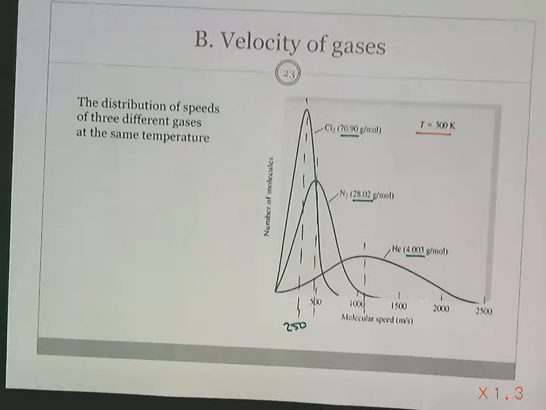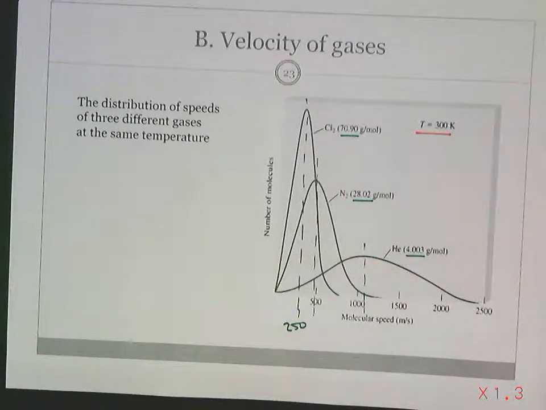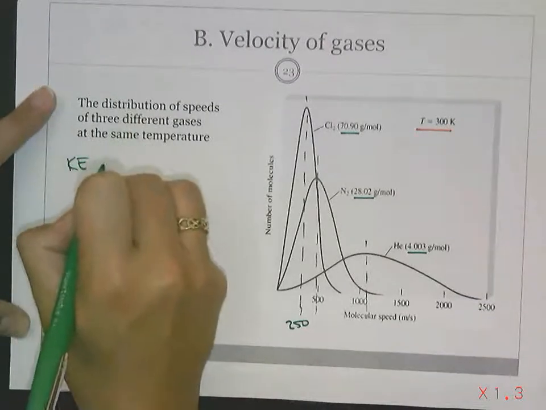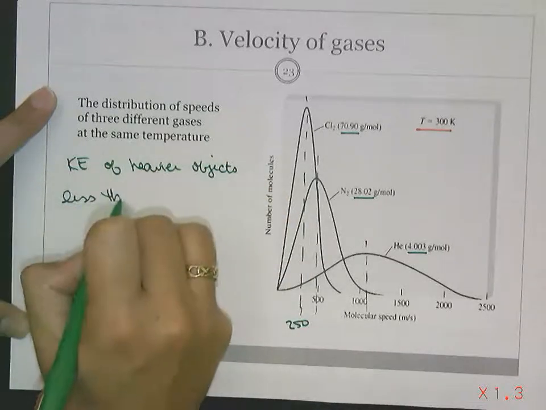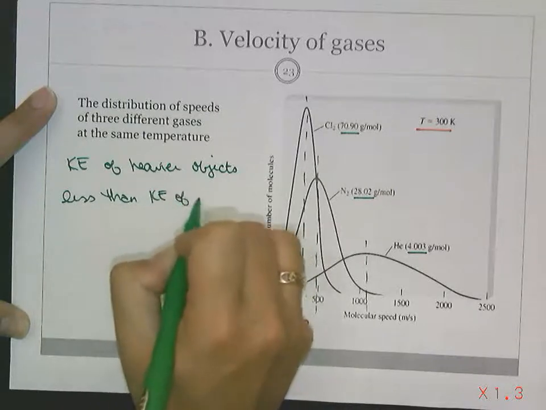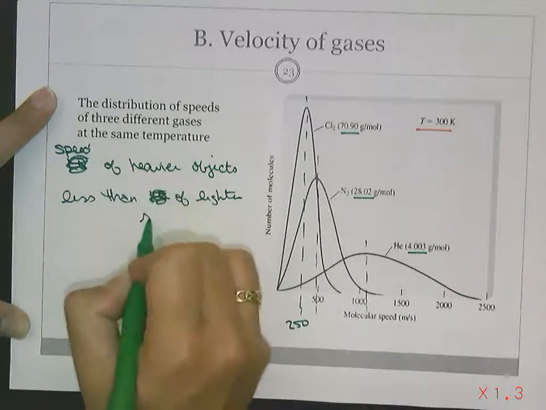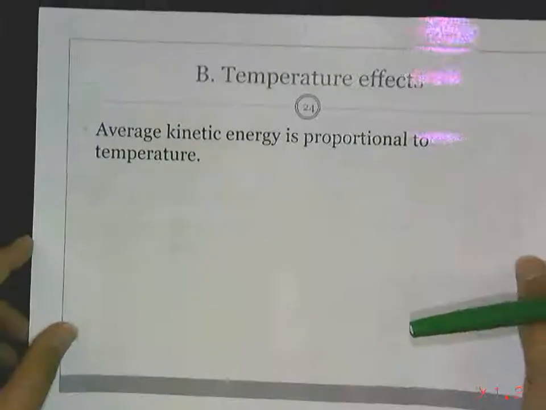You can relate that to regular things, that heavier objects take a lot more effort to get going, and in general will never go as fast as lighter objects. Actually, I'll just call this speed. So speed of heavier objects is less than speed of lighter objects. Good. How is kinetic energy related to temperature? All right, so the average kinetic energy is also proportional to temperature.